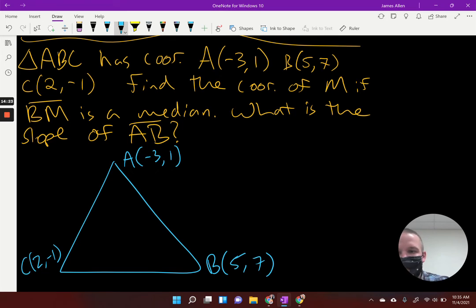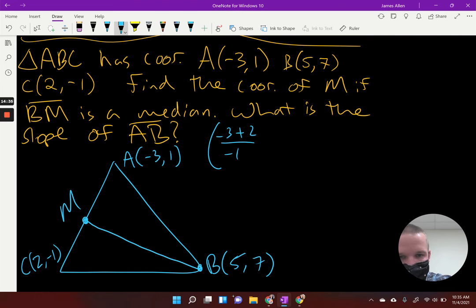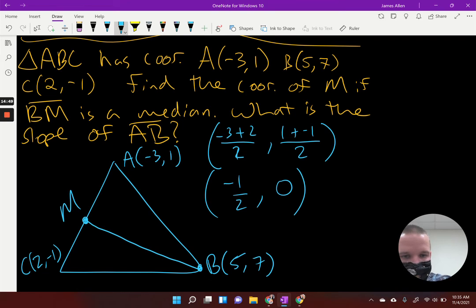If I want BM as the median, that means it's going from B. The only way to draw that would be to the midpoint over here. So I need to find the midpoint of AC. Let's do that first. -3 plus 2 over 2 is -1/2. And then 1 plus -1 over 2 is 0 over 2, which is 0. That would be the coordinates of M.